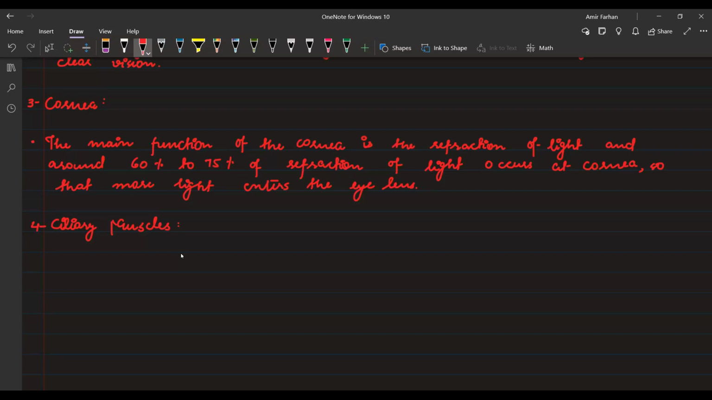So I'm basically changing my focal length of the eye. I'm decreasing the focal length of my eye. My eye lens becomes very thick at that point. And if I want to see very far objects, my eye lens becomes very thin so that I can see the far object clearly. My focal length becomes very high.